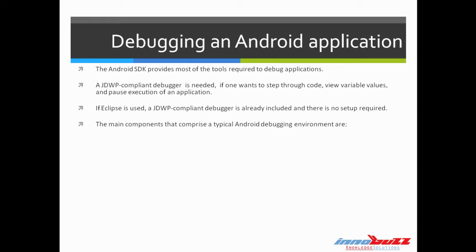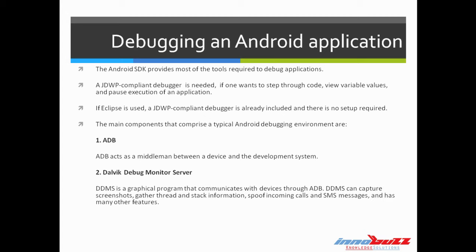The main components that comprise a typical Android debugging environment are ADB. ADB acts as a middleman between a device and the development system. Dalvik Debug Monitor Server. DDMS is a graphical program that communicates with the devices through ADB. DDMS can capture screenshots, gather thread and stack information, spoof incoming calls and SMS messages, and has many other features.